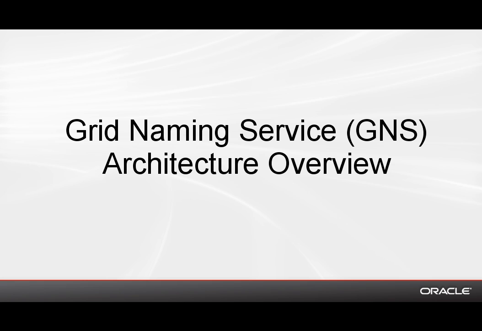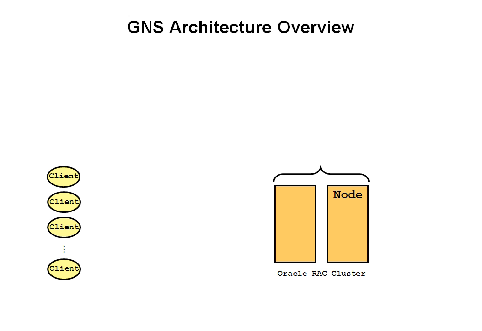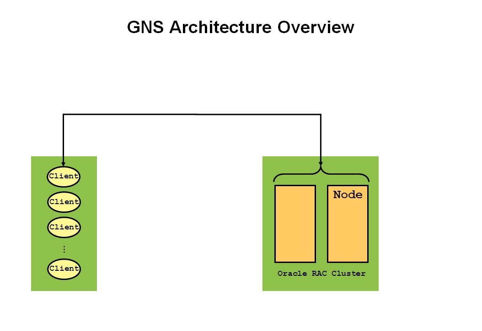We are going to explore the basic architecture of grid naming services, also known as GNS, introduced with Oracle RAC 11G Release 2. When you are using Oracle RAC, all of the clients must be able to reach the cluster names. This means that all the cluster names must be resolved by the clients. By cluster names, we include the scan name and node names. For now, let's defer the explanation of the scan name to later in this presentation.